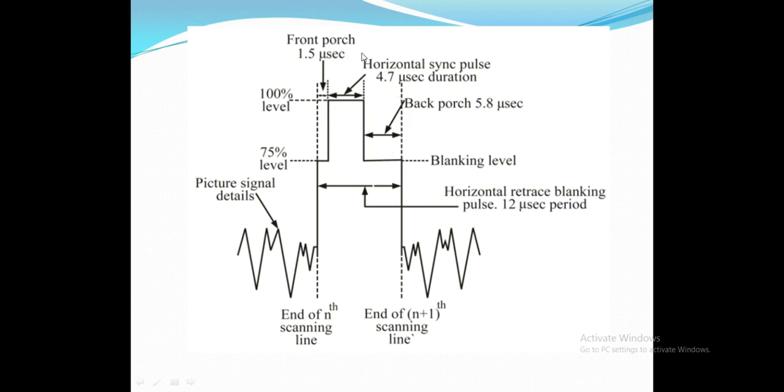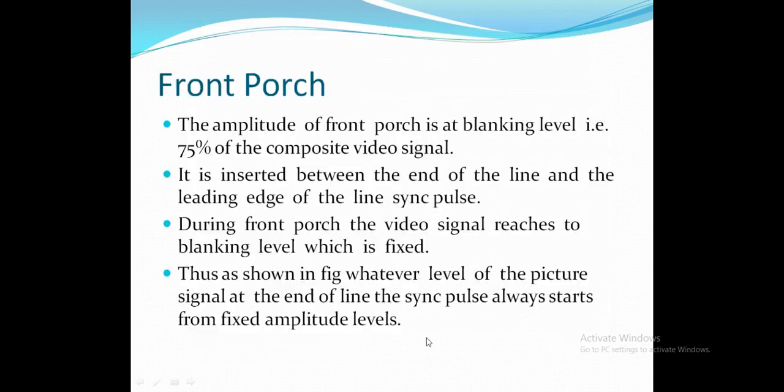So here we are applying the front porch, which is 1.5 microseconds, and the horizontal synchronizing pulse is 4.5 microseconds, and the back porch is 5.8 microseconds. So here, at the end of the scanning line, we are adding a front porch. Next, here also the same, at the end of the n+1 scanning line. Horizontal retrace blanking pulse is 12 microseconds.